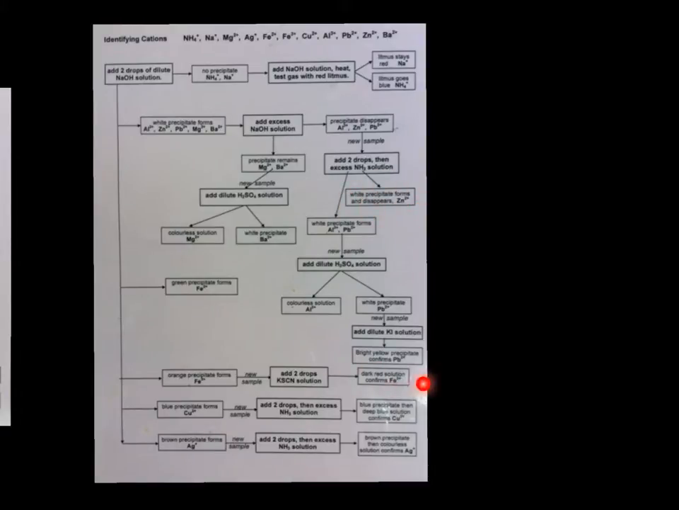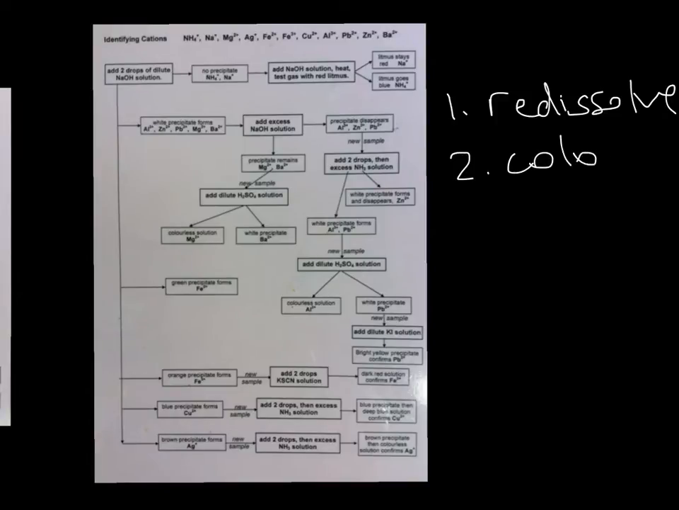Over here we've got the same thing again. You formed a dark red solution. Here we formed a deep blue solution, and then here we formed a colourless solution. So pretty much anything that redissolves, or anything that forms a colourless or a coloured solution, is a complex ion.